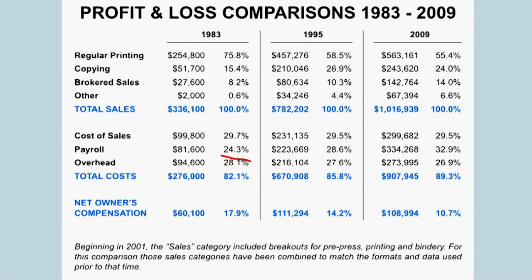The critical problem in this industry is payroll expenses. In 1983, it was 24.3%. In 1995, 28.6%. By 2009, it's 32.9%. This is the primary, almost sole cause of the decline in profitability in this industry.